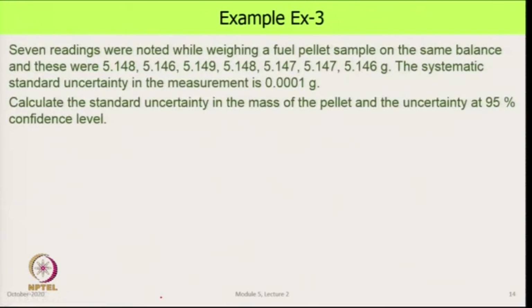Now, we come to the third example. It says 7 readings were noted while weighing a fuel pellet sample on the same balance, and these were this, in grams. The systematic standard uncertainty in the measurement is 0.0001 grams. Calculate the standard uncertainty in the mass of the pellet and the uncertainty at 95% confidence level.